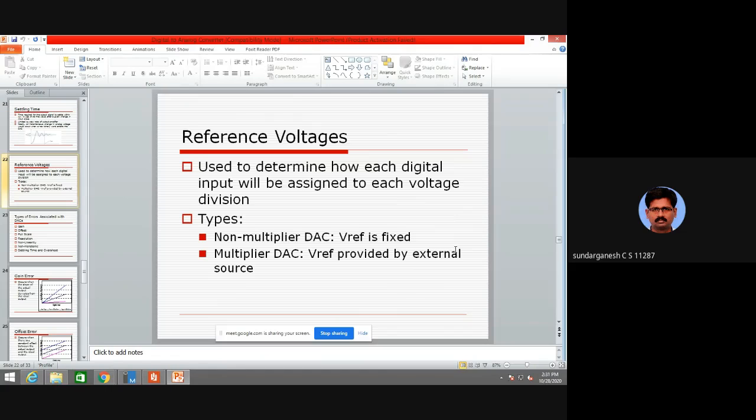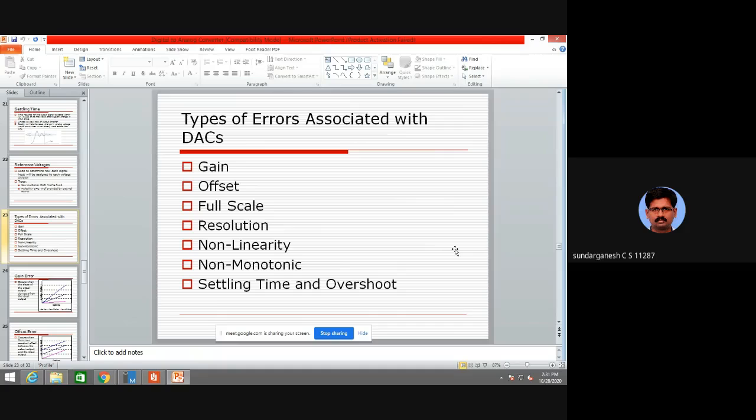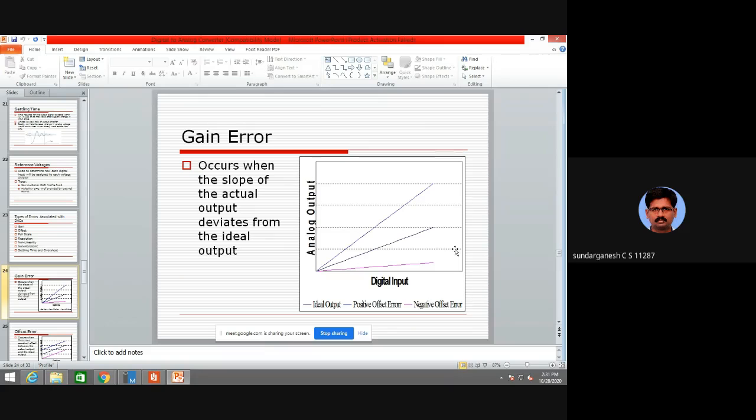Reference voltages are used everywhere in the DAC to check whether the output is a correct voltage. So these are the errors: gain error, offset error, full scale error, resolution error, non-linearity, non-monotonic, settling time, and overshoot. Gain error means the output is high or low. If it is deviating, then you have to find the difference, divide by the original output, and multiply by 100 to get the gain error.